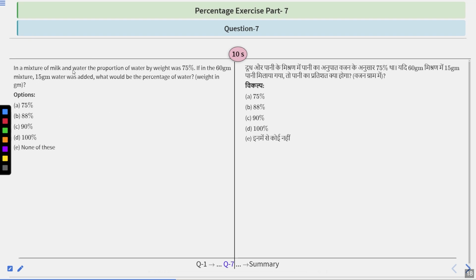In a mixture of milk and water, the proportion of water by weight was 75%. If in the 60 gram of mixture, 15 gram water was added, what would be the percentage of water by weight? Okay. So you have 5 options and 10 seconds to solve this question. Your time starts now.